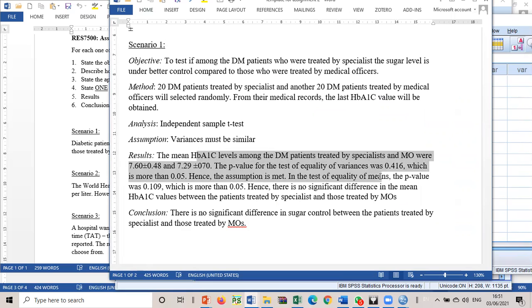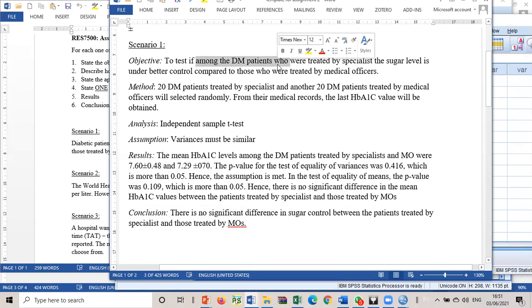Then test the equality of means. What does it mean here? Say what it means. And the conclusion: since the p-value is more than 0.05, there's no difference. Our objective is, is there a difference? Answer: there's no difference.